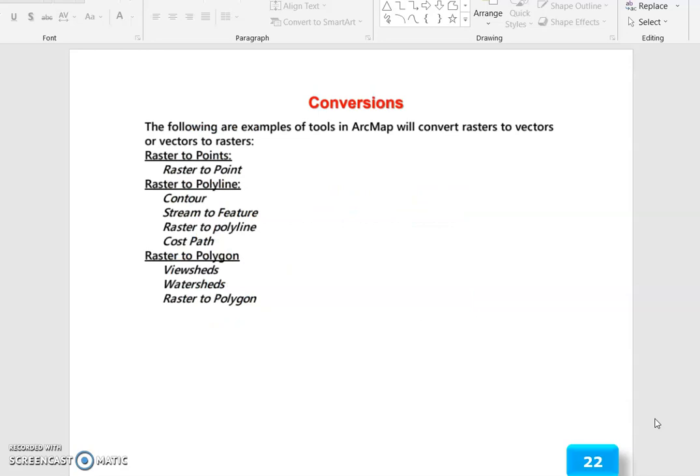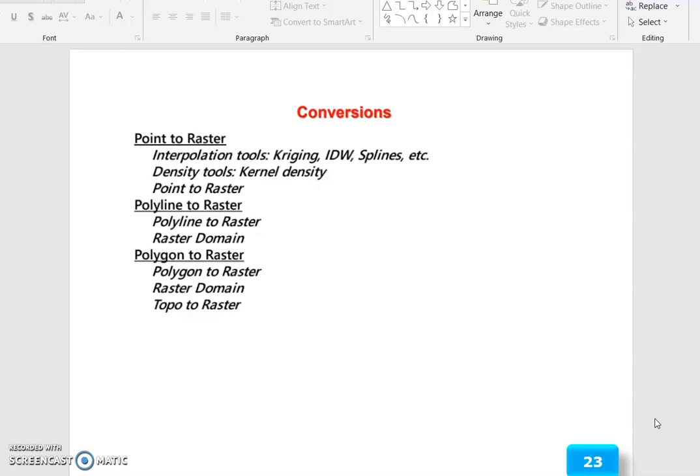The following are examples of tools in ArcMap that will convert raster to vector or vector to raster. Raster to point; raster to polyline, like contour, stream to feature, and cost path; then raster to polygon, like viewshed, watershed and raster to polygons. The conversion through point to raster uses interpolation tools such as kriging, IDW, splines, etc.